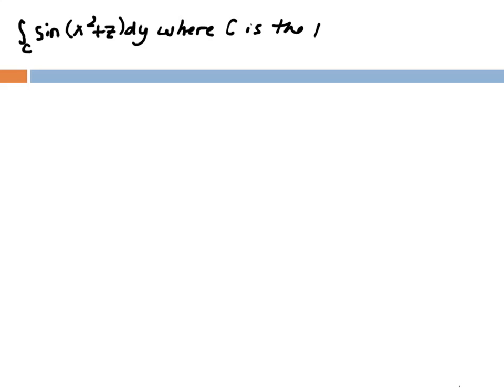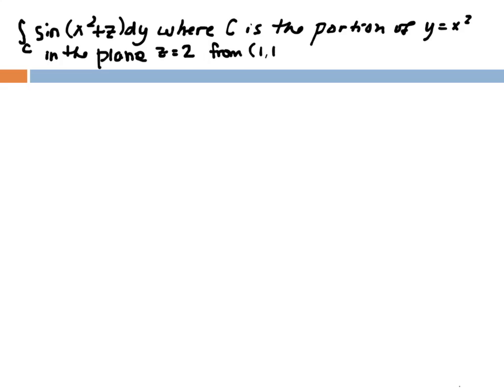All right, so what we're going to be finding is the integral over the curve C of sine of x squared plus z dy, where C is the portion of y equals x squared in the plane z equals 2, from 1, 1, 2 to the point 2, 4, 2.